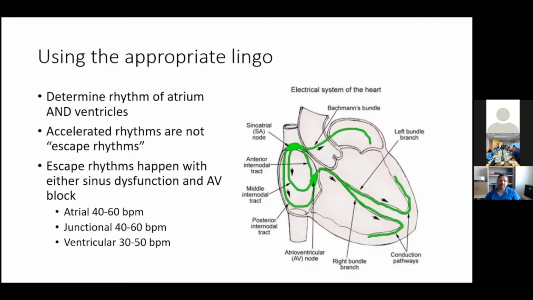The escape rhythm usually identifies that the sinus node is going slower than the escape, or even has arrested and stopped, or that there's AV block and we're getting an escape. So most commonly we'll name an atrial escape rhythm, a junctional escape rhythm, or a ventricular escape rhythm, depending on where it's coming from in the conduction system.